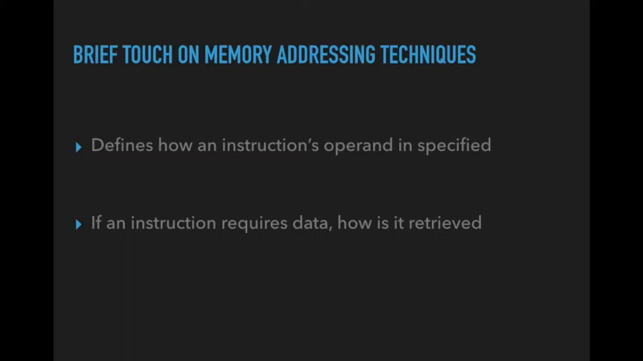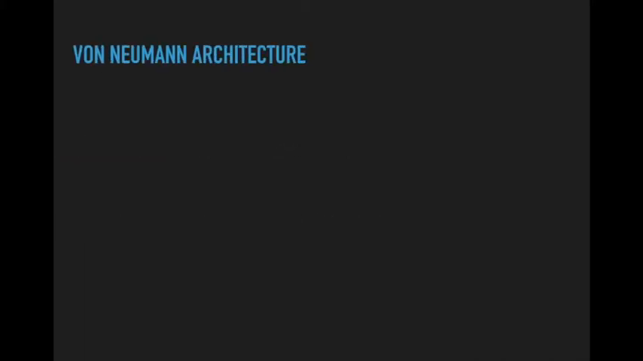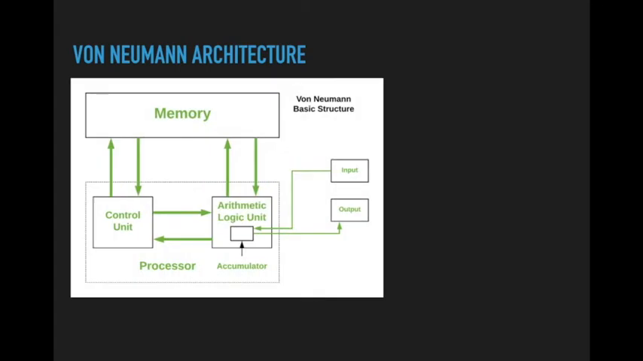Now we go on to examples of different architectures. Now moving on to examples. So the first one is the von Neumann architecture, which was published by John von Neumann in 1945. His computer architecture design consists of a control unit, an arithmetic and logic unit, memory unit, registers, and input-output.